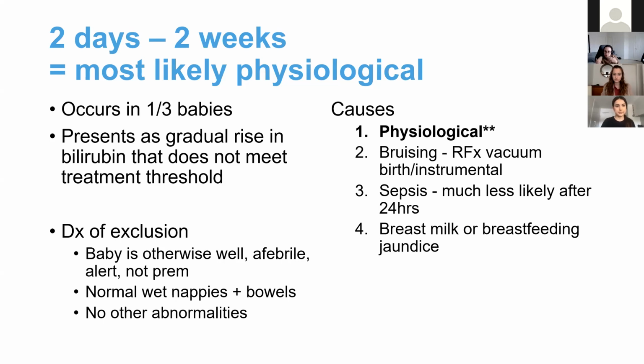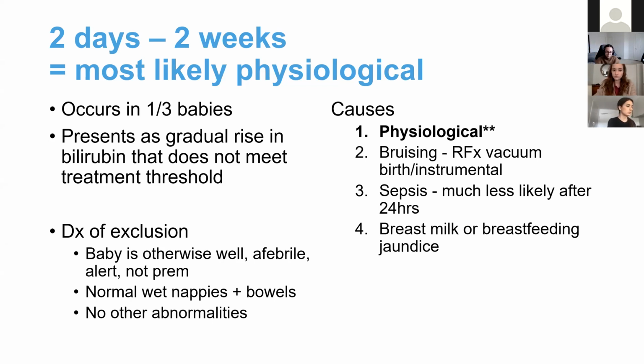So there's an increased turnover, more bilirubin being produced, and the baby just doesn't have the activity of the enzyme that can keep up with that. So it's just normal. It's very normal, meaning that's why it's called physiological. And this occurs in a third of babies. Usually we see a gradual rise in the bilirubin, and it never really meets the treatment threshold. So it's just something to sit and watch.